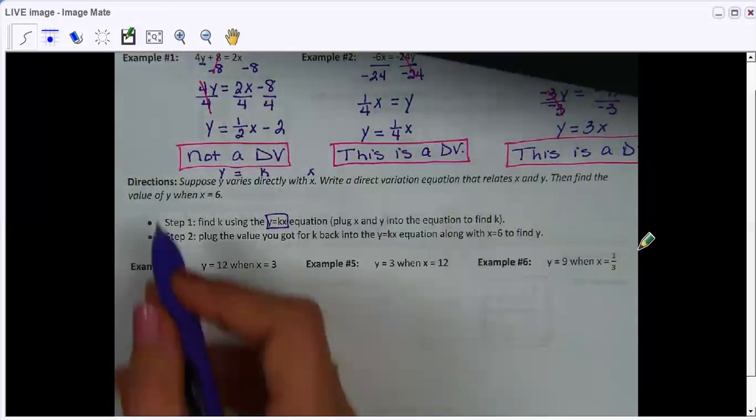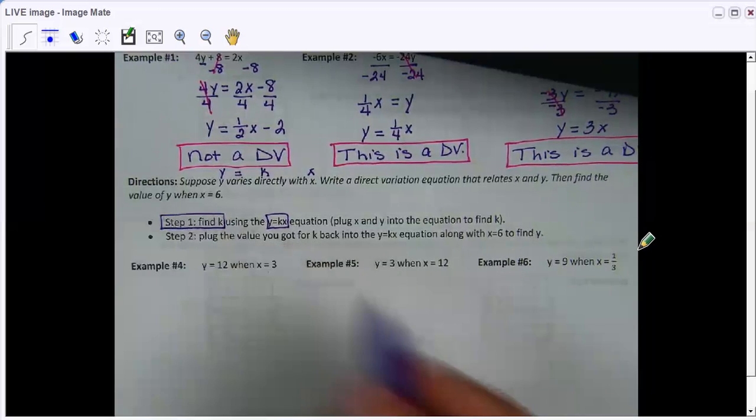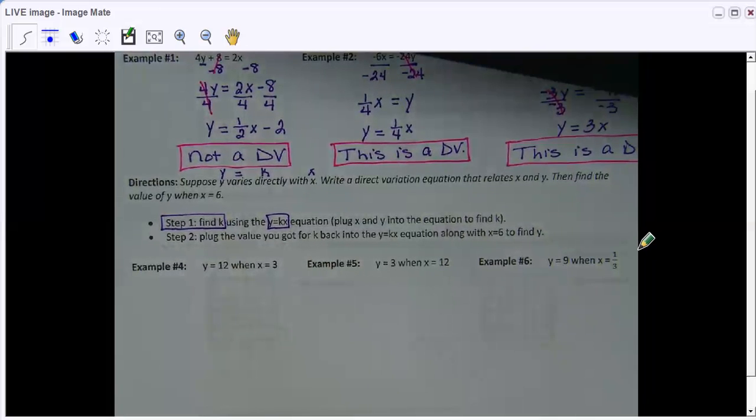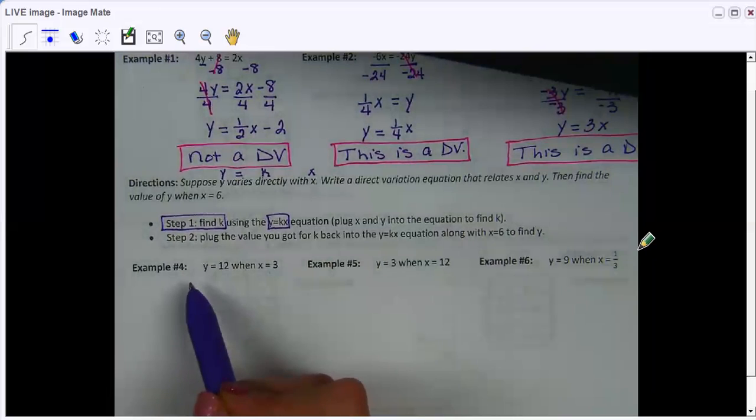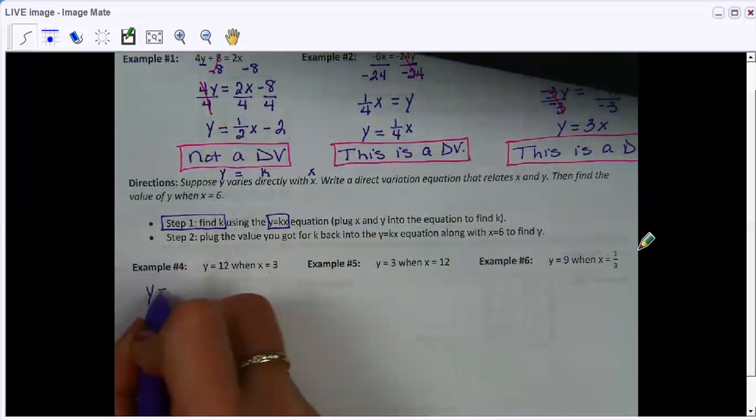The first thing that you are going to do, step 1, is to find k. So let's look at example 4. We're going to use the y equals kx equation.